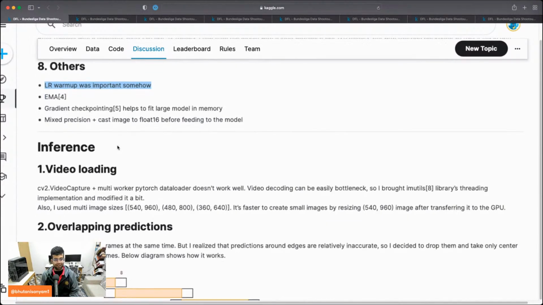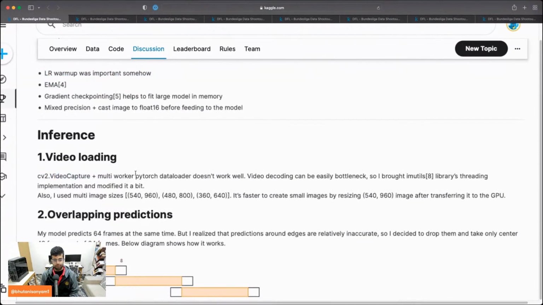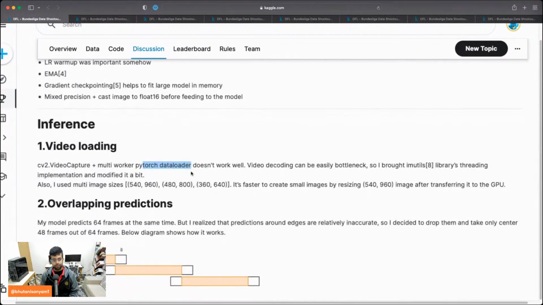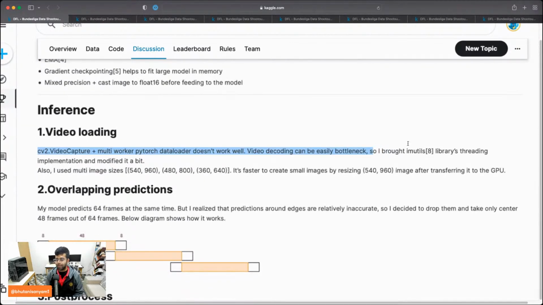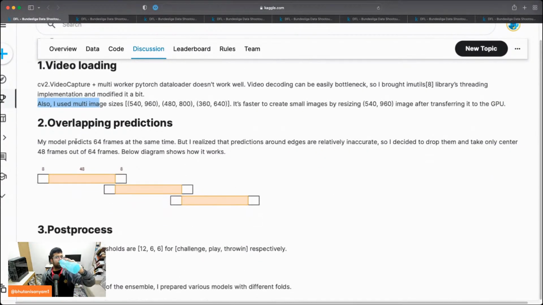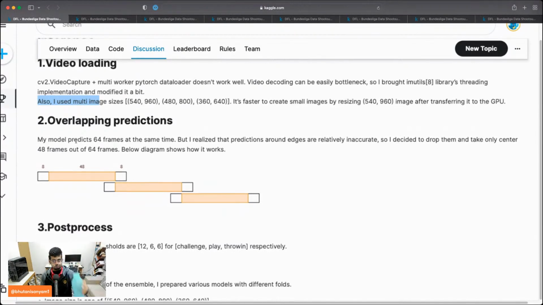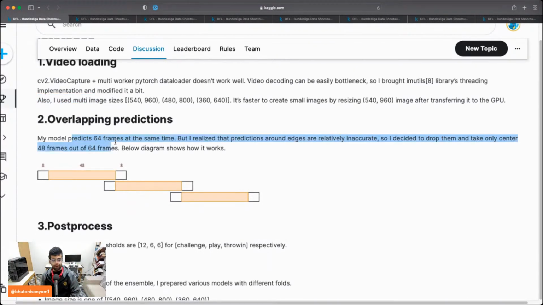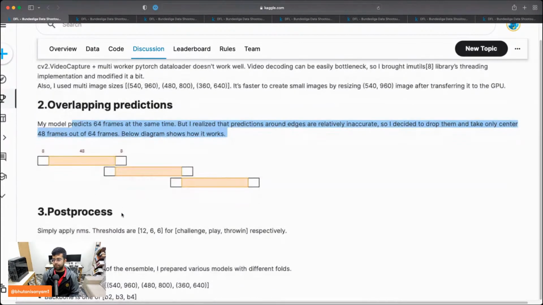So for inference, he had loaded with CV2. He says PyTorch data loader doesn't work well, and he had used imutils as well. He had used different image sizes. It's faster to create small images by resizing, and he had done overlapping predictions. His model predicts 64 frames at the same time, but the predictions around the edges are inaccurate. So he had done overlapping predictions where he would discard the first and last eight frames.